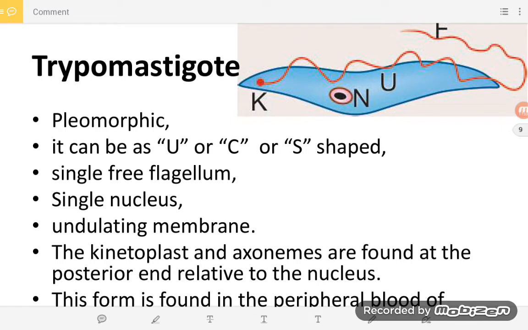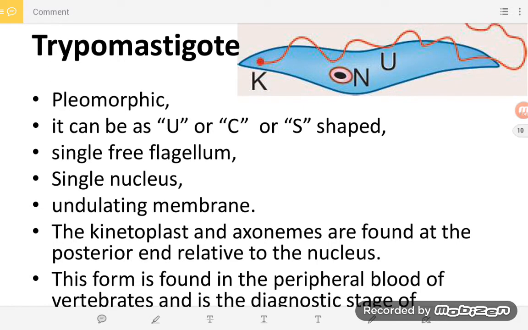Then the trypomastigote form. This is pleomorphic, that means morphologically we can see it in different sizes. It can be seen as U shape, C shape or S shape. Again, this also has a single flagellum, only one flagellum is contained. The nucleus is again at the center, a single one, with pink or purple color nucleus at center, the cytoplasm blue in color, and all other parts, kinetoplast, undulating membrane, flagellum, are red or pink or purple in color.